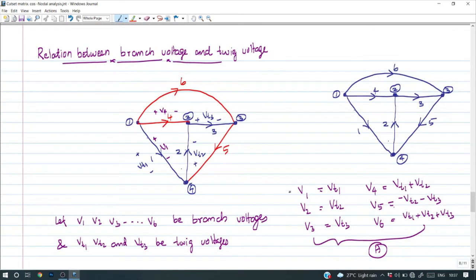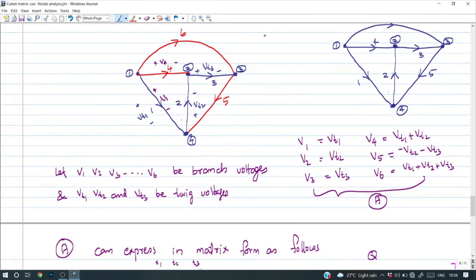Next, let's see the relationship between branch voltage and tree voltage. If you know the tree voltage, it is possible to find all branch voltages. For that, let's see the relationship between branch voltage and tree voltage. We can represent tree voltage by Vt, and branch voltage by Vb, where b stands for 1, 2, 3, etc. up to 6 in this case. So let V1, V2, V3, etc. up to V6 be branch voltages, and Vt1, Vt2, Vt3 be tree voltages.